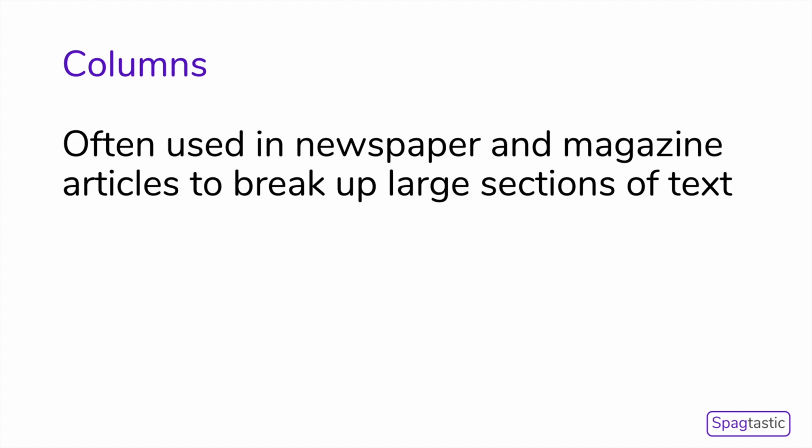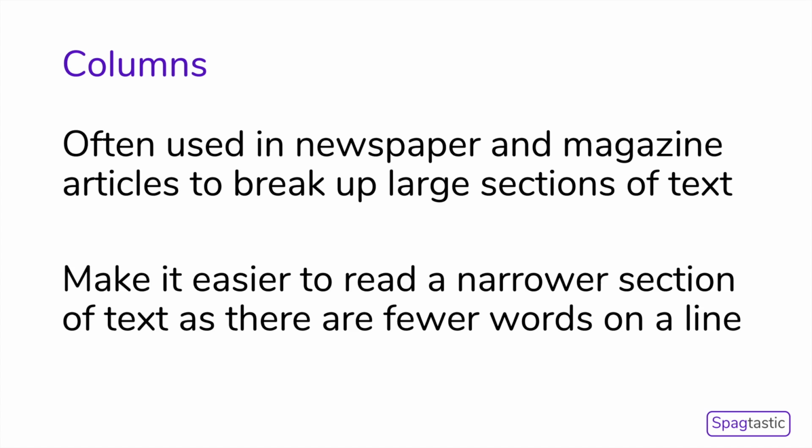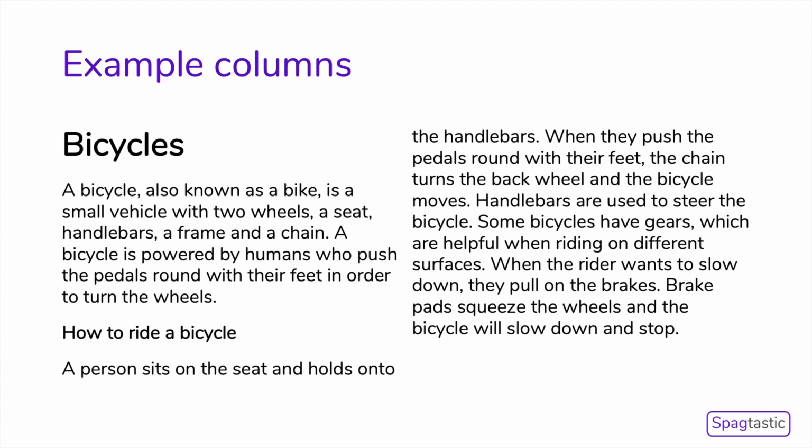Now we are going to learn about columns. Columns are often used in newspaper and magazine articles to break up large sections of text. Columns make it easier to read a narrower section of text as there are fewer words on a line. Here you can see that the information about bicycles has been organised into two columns, making it easier to read.